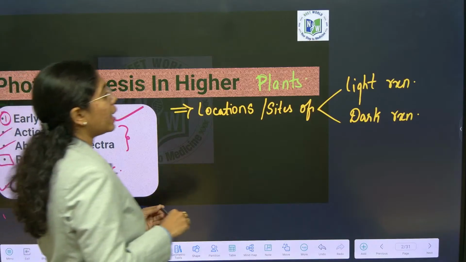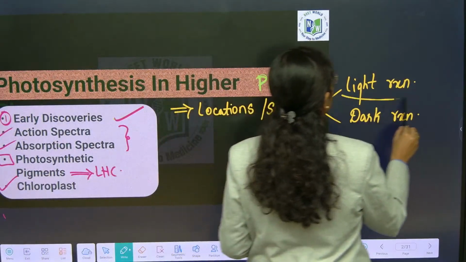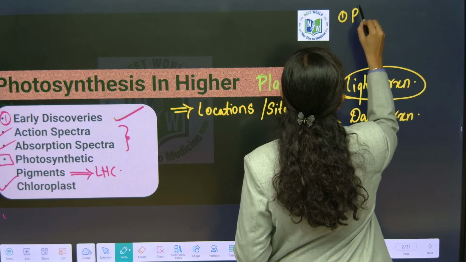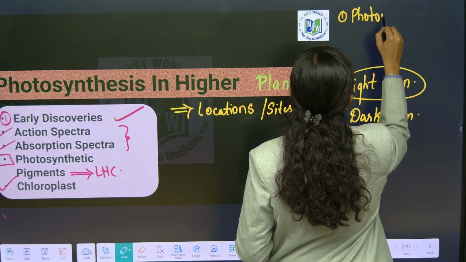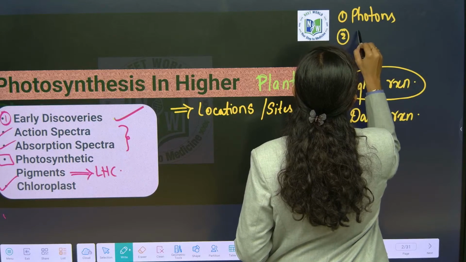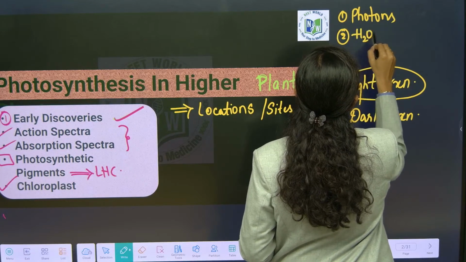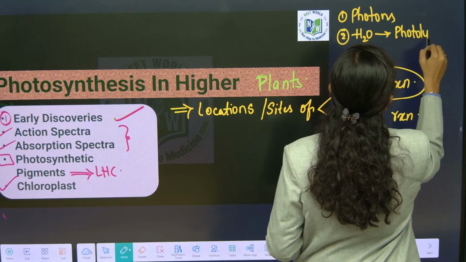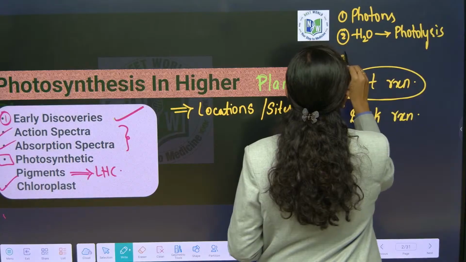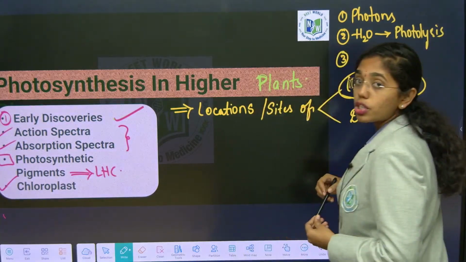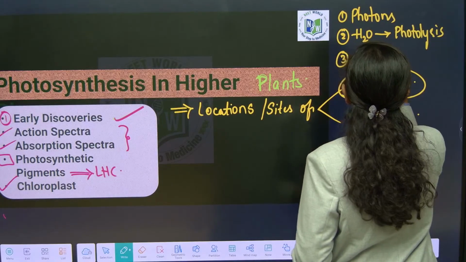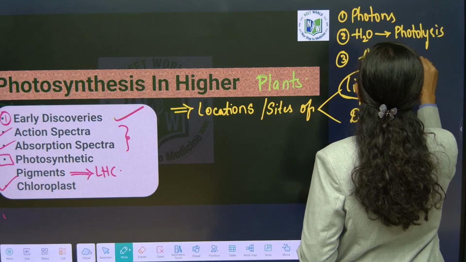And in detail in light reaction, you have to go through three sequential steps. One is absorption of light in the form of photons. Second will be photolysis of water. And third step of light reaction is formation of assimilatory power, that is formation of ATP and NADPH.